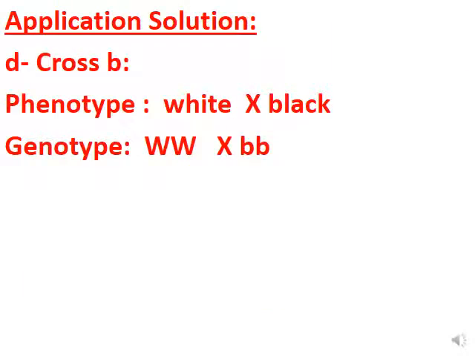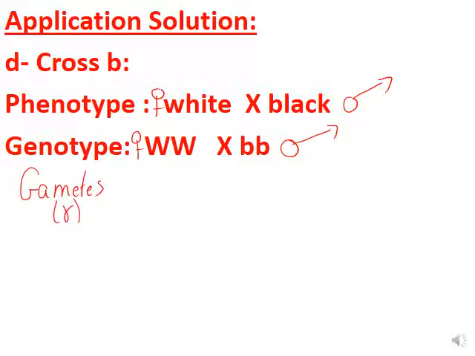We'll move to the factorial analysis. First, we start with the phenotype. The female was white and the male was black. So female WW with the male BB. So the gametes will be what? The gametes, of symbol gamma. The female will give only one type of gamete, which is 100% W capital. And here it's B small, 100%.